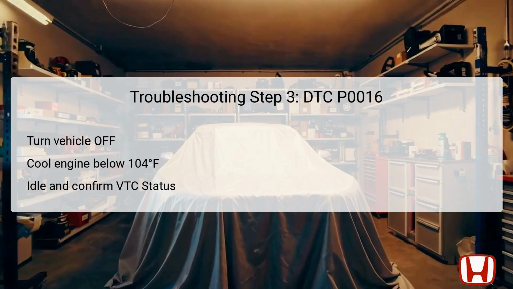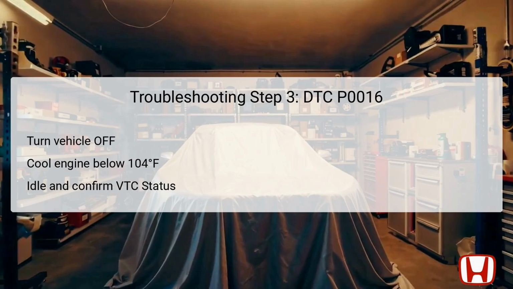For the third troubleshooting step, turn the vehicle back to off mode once again and ensure the engine cools below 104 degrees Fahrenheit. Cooling the engine between tests mitigates risks associated with overheating and helps maintain consistency in results. After the cooling period, restart the engine and let it idle without load in either the P or N state.